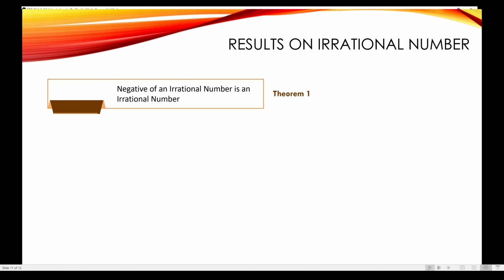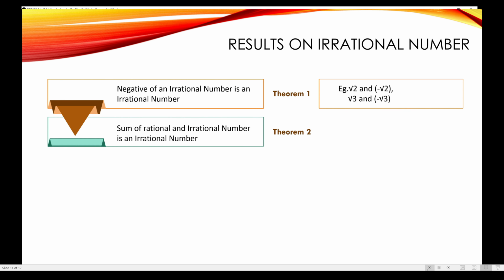The first theorem states that negative of an irrational number is an irrational number. For example, if under root 2 is an irrational number, then negative of under root 2 is also an irrational number. Similarly, if under root 35 is an irrational number, then negative of under root 35 is also an irrational number. The second theorem states that sum of rational and irrational number is an irrational number.